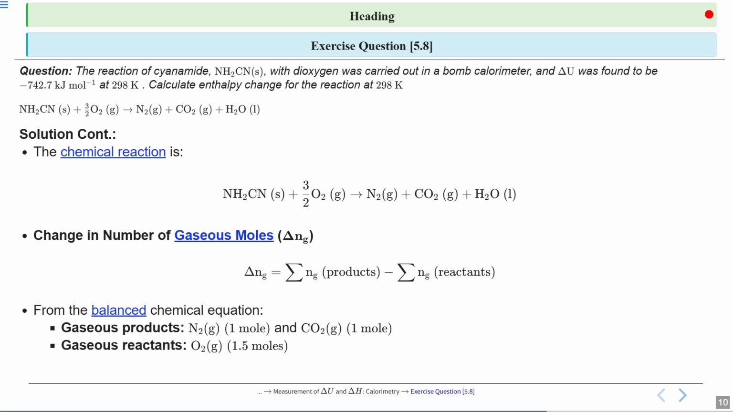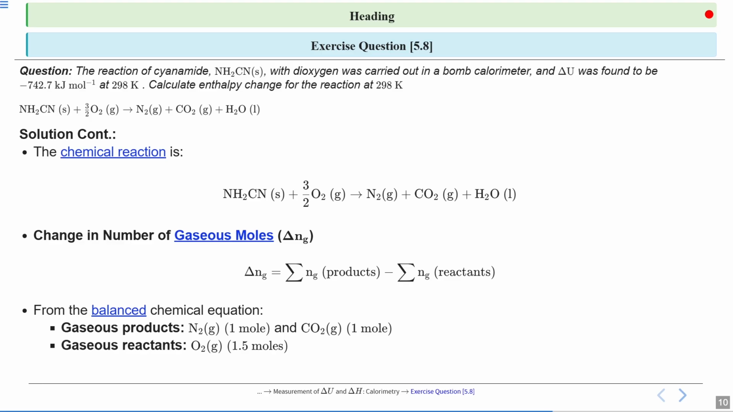What is the number of gaseous reactants? So it will be 1.5. Again, we will not take the cyanamide. So these points are very, very important. You can make a mistake in including this in your calculation. So always remember to exclude the solid and liquid from this calculation. Now talking about the oxygen molecule, it has 1.5 mole in the reactant side. You can see it is written as 3 by 2, which can be simplified to 1.5 in the decimal form.